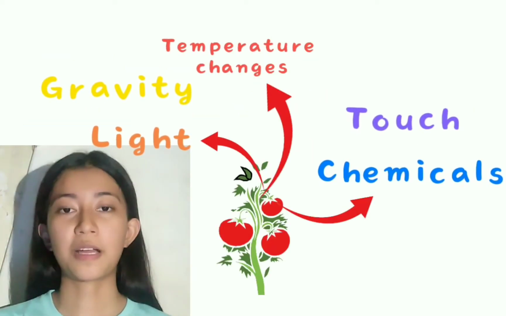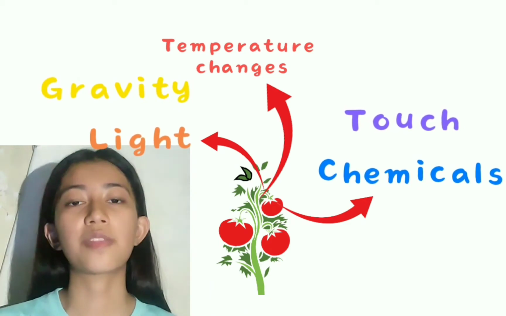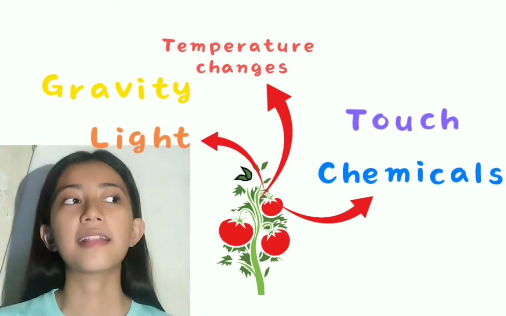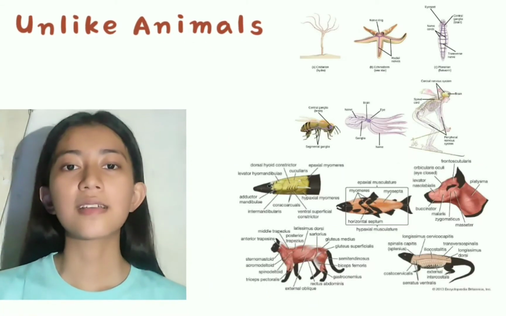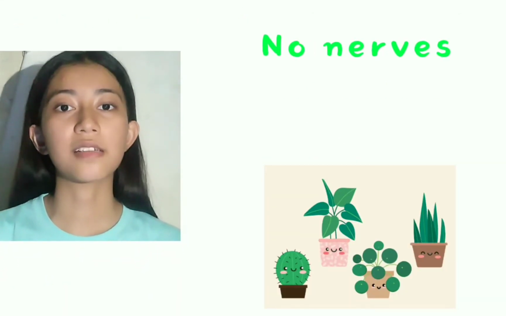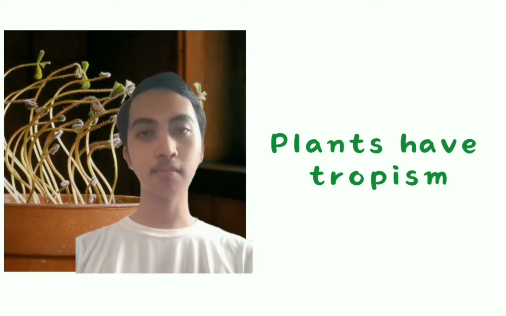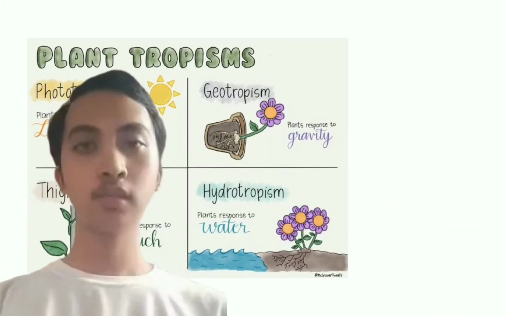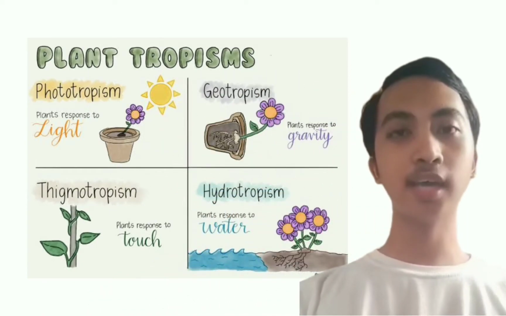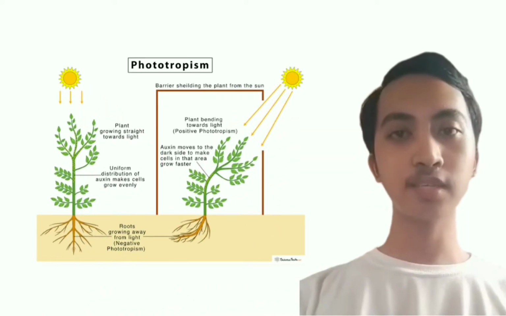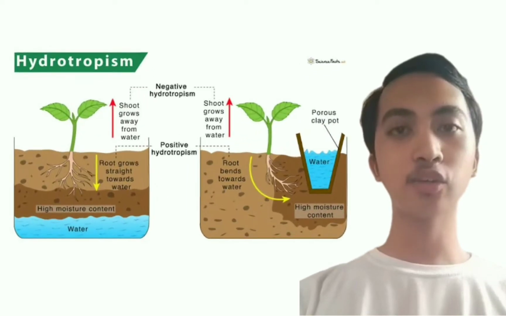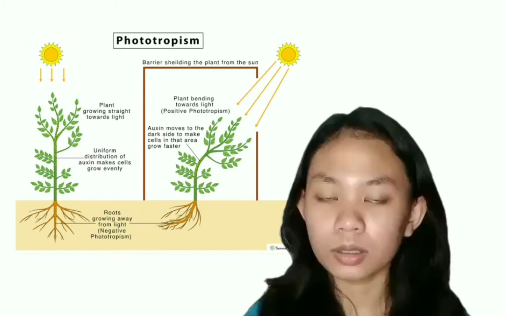to detect and respond to light, gravity, changes of temperature, chemicals, and even touch. Unlike animals, plants do not have nerves and muscles, so they cannot move very fast. Plants have tropism. They use tropism, which is a movement that depends on environmental factors like sunlight, water, and gravity. Tropism can be divided into 4 kinds, and these are phototropism, geotropism, hydrotropism, and thigmotropism.